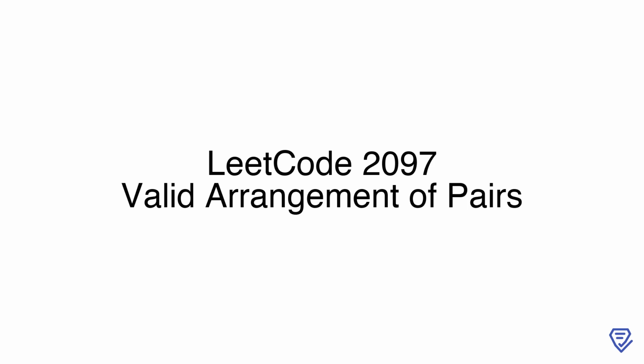Welcome to this coding walkthrough. Today, we'll be solving LeetCode problem number 2097, titled Valid Arrangement of Pairs. This is an exciting problem where we'll explore graph algorithms to find a valid sequence of directed edges. Let's dive in and break it down step by step.